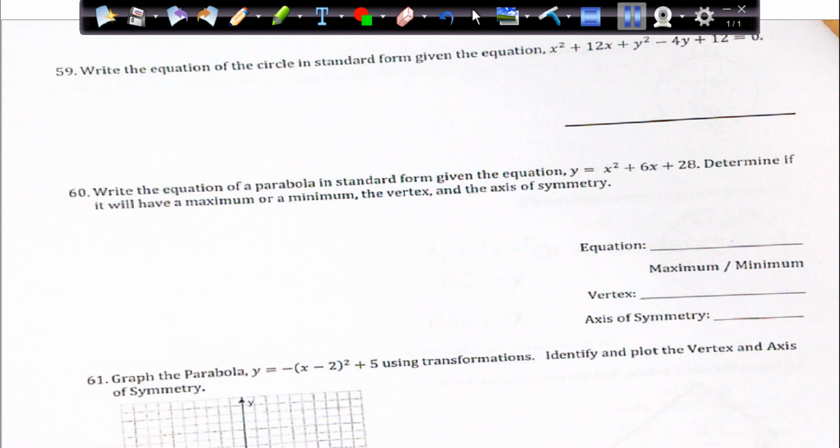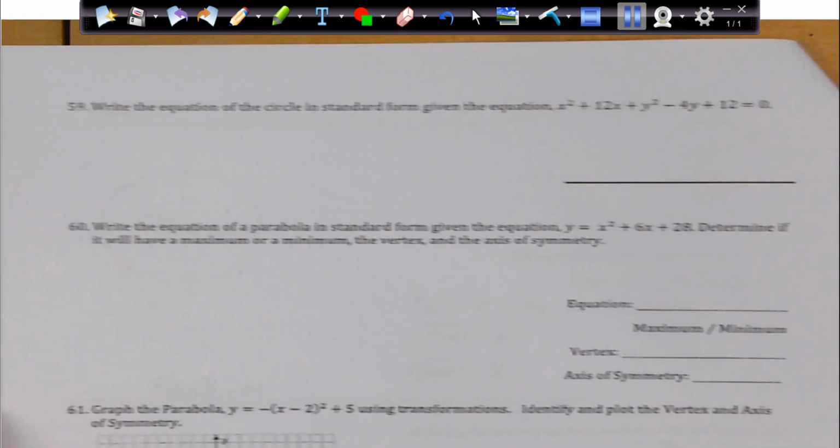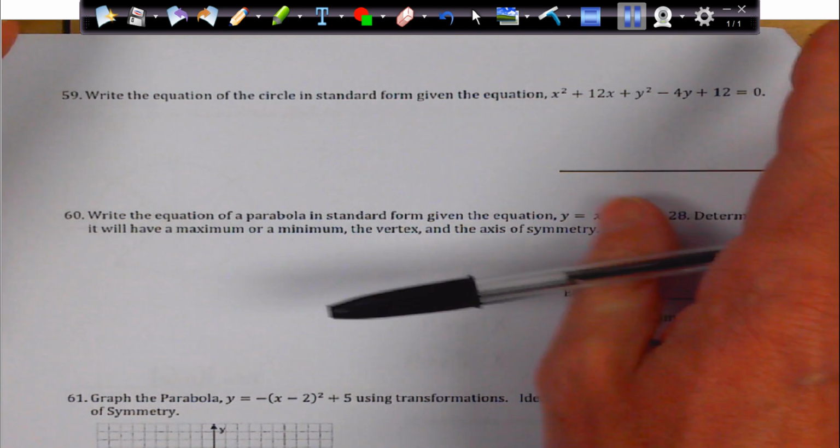All right, we are almost there. We're getting to the end. All right, write the equation of the circle in standard form. So this is where we want to use complete the square.